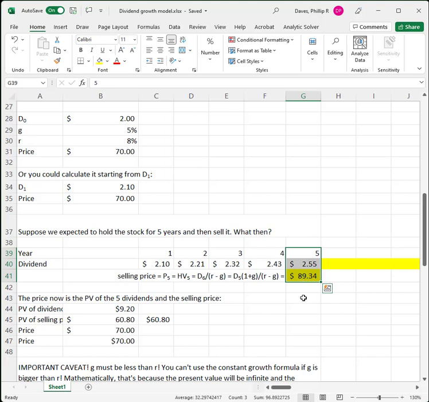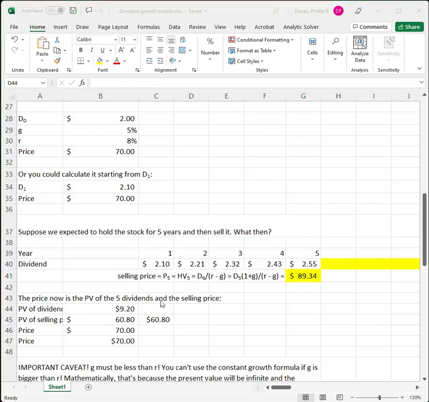So if we buy the stock, expect to hold it for 5 years and then sell it, what's going to happen? We're going to get $2.10 for dividends. We're going to get $2.21. We're going to get $2.32. We're going to get $2.43. We're going to get $2.55. And at the same time, we're going to sell the stock at the end of year 5 after we get that $2.55 dividend for $89.34.